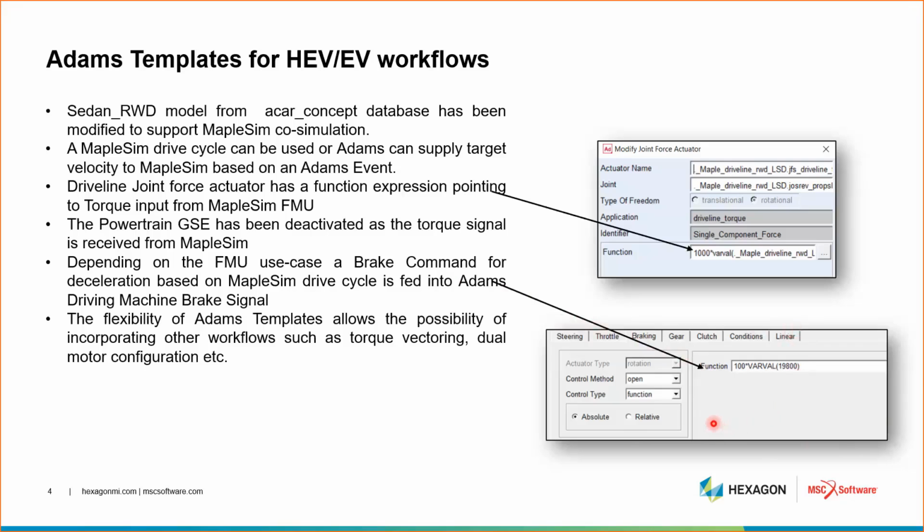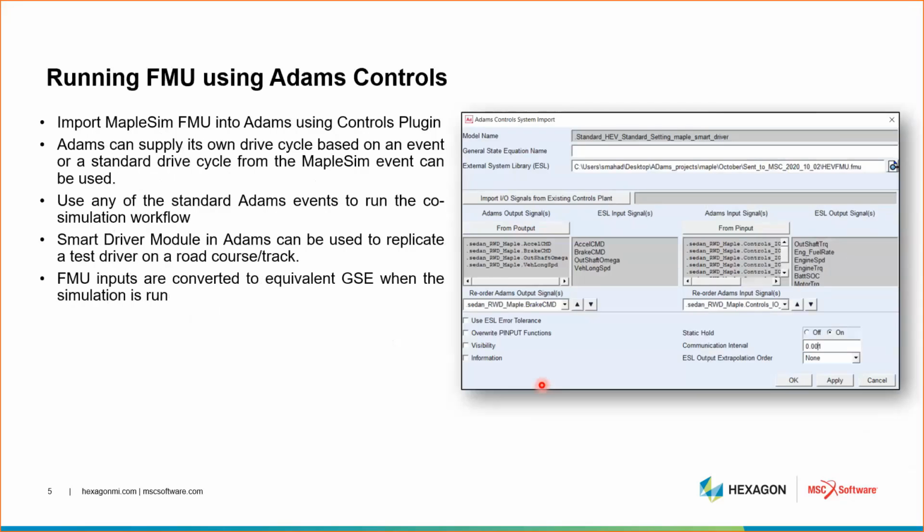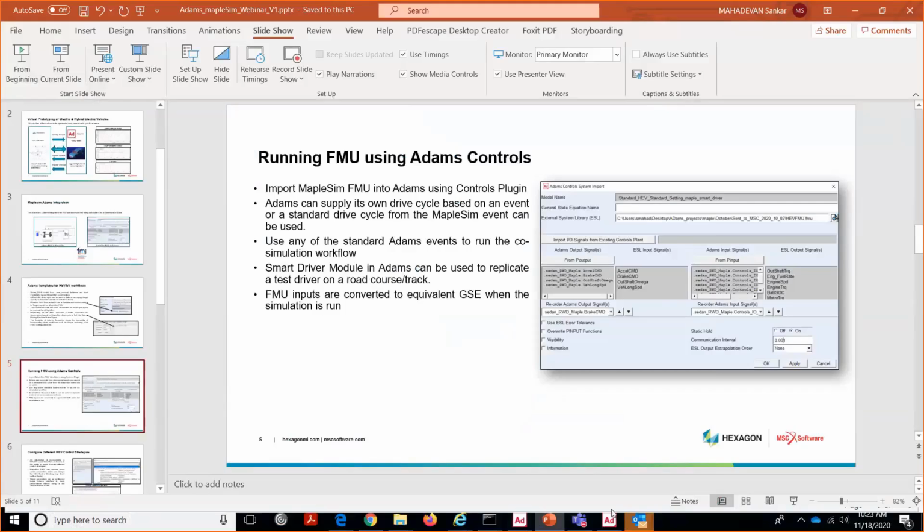So as you all know, Adams is quite flexible, so you do have the opportunity to make your own templates. I'll be showing some possible applications with what we currently have. So right now we are just passing in the signal to the drive shaft, but you could move to other configurations such as a dual motor config for EVs or the torque vectoring application as well, depending on what particular HEV or EV workflow you're looking at. So I'll go into the Adams GUI, and we'll also look at how you can import the Maplesim FMU inside Adams or export the Adams FMU to Maplesim. So let me switch to the GUI.